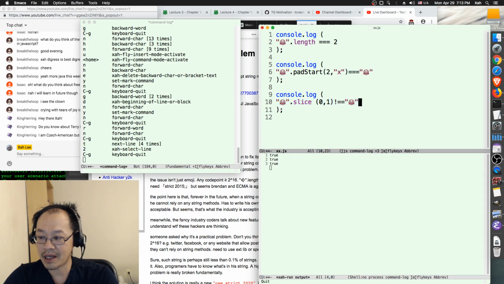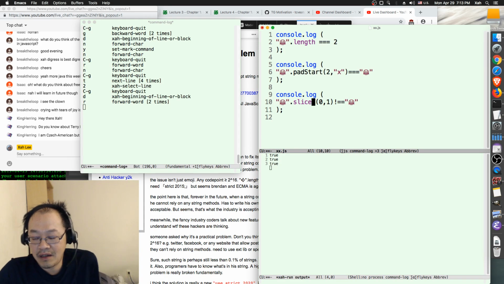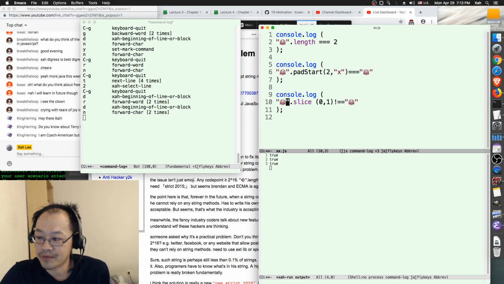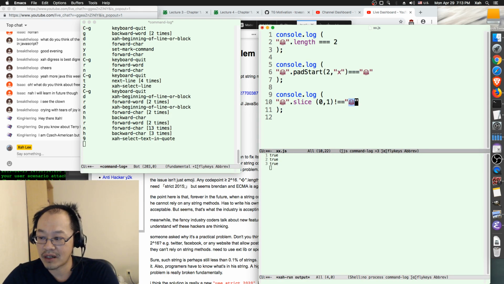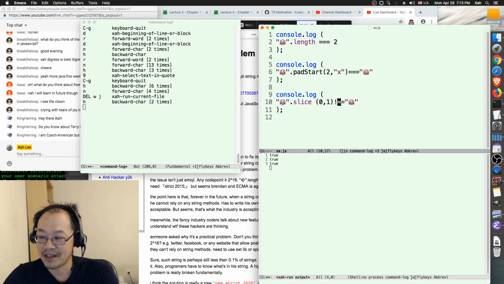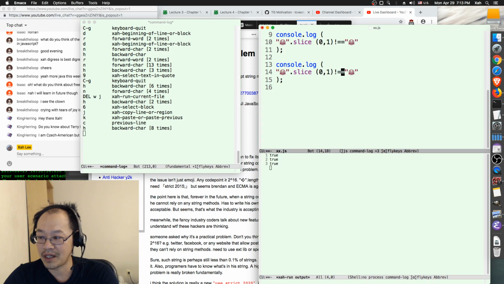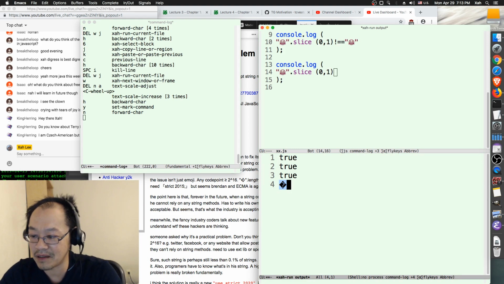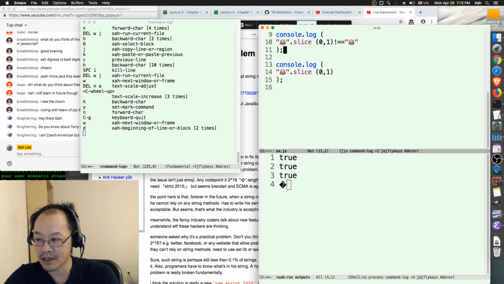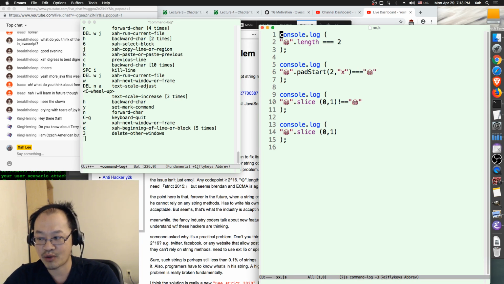Now here's another example. We take a slice. Basically we want a substring of this string, from 0 to 1, which should give us that character. However, it's not equal to that character. Let's see what it returns. You see, you got this non-character, this half-assed botched character. So this is what I mean by the JavaScript string problem.